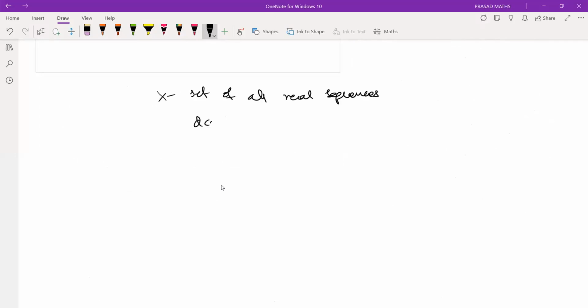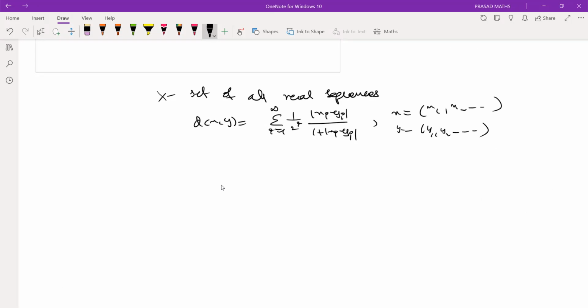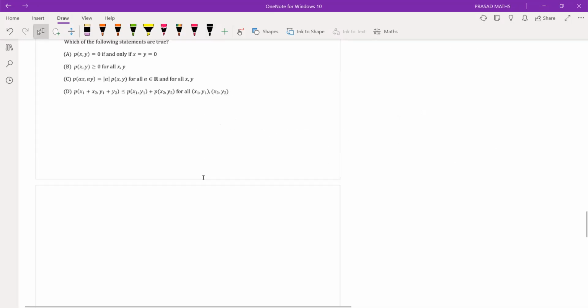So what is my d of x comma y? My d of x comma y is nothing but summation i equals 1 to infinity, 1 by 2 power i, mod of xi minus yi divided by 1 plus mod of xi minus yi. So what is my x? x is a real sequence, x1, x2 going on, whose components are real. What is my y? y1, y2, y3 going on. So this is actually my function.